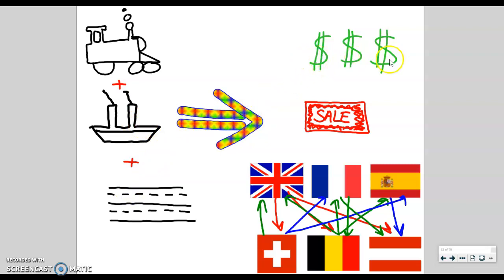This leads to greater profits, cheaper goods, so goods can become cheaper because there is an increased competition. You can sell goods in more places. And what we see because of that is increased trade. So if you guys can guess what countries these flags are from, we have Great Britain, France, Spain, Switzerland, Belgium, and Austria. All of these countries, of course, are in Western Europe, and they begin to trade with each other, and they're going to be the ones to industrialize first.